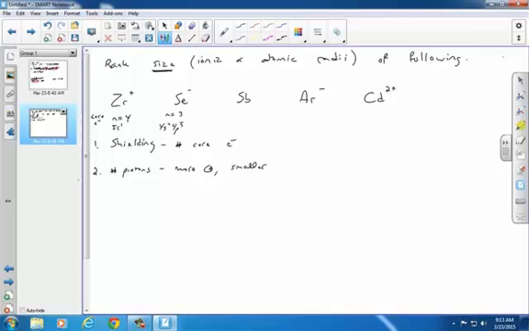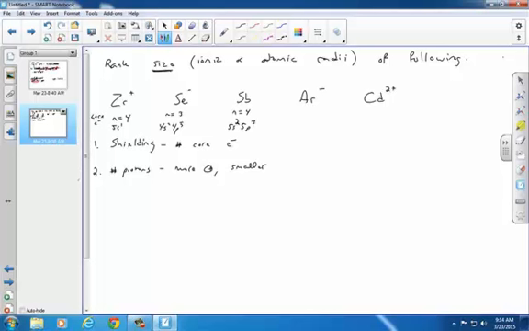So Sb, antimony, is 51. It has a full 4th energy level, and then it has the 5s2, then it has the 4d10, and then it has the 5p3. So n equals 4 is its core level, and those are its valence electrons.